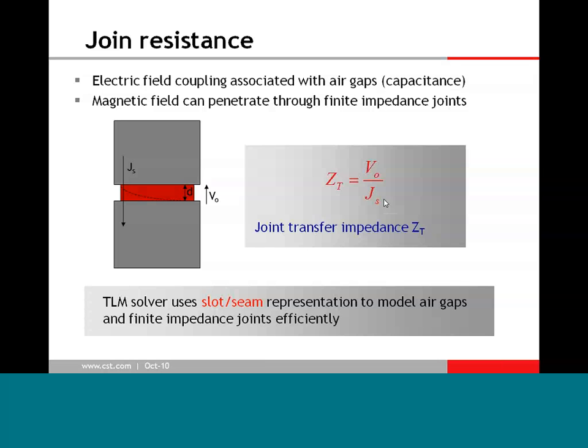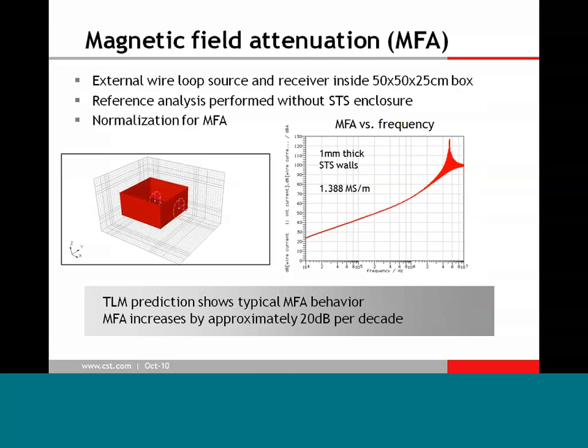So you can draw the path of the seam and then apply a transfer impedance to that path. And then that allows us to very efficiently simulate the magnetic field attenuation or shielding. So for example, again, just keeping things simple for now, we take a rectangular enclosure, maybe a 50 by 50 by 25 centimeter box, and we drive the box with an external loop to generate the magnetic field, and then we use a loop to measure the internal magnetic field. We can use this to compute the magnetic field attenuation.